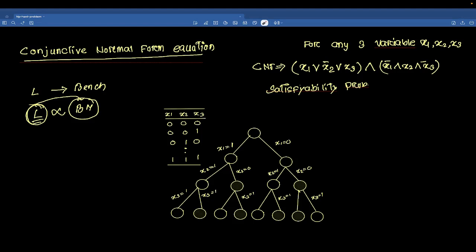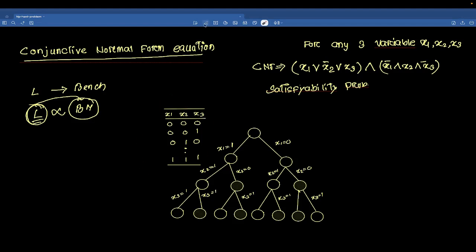This problem states that for any given Boolean variables x1, x2, and x3, we construct one CNF, conjunctive normal form, equation as (x1 or x2 bar or x3) and (x1 bar or x2 or x3 bar). The problem is we need to find all the combinations of x1, x2, and x3 in such a way that the truth value of this equation is always true.